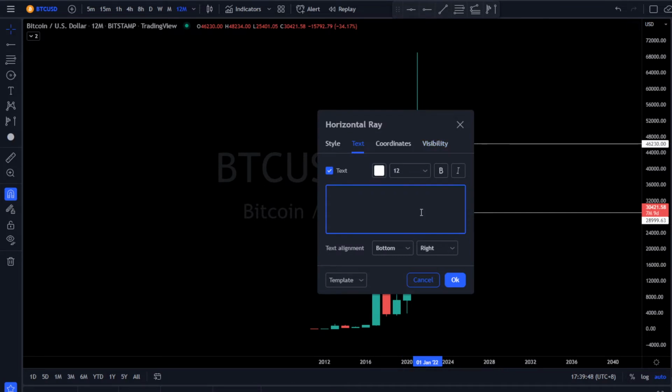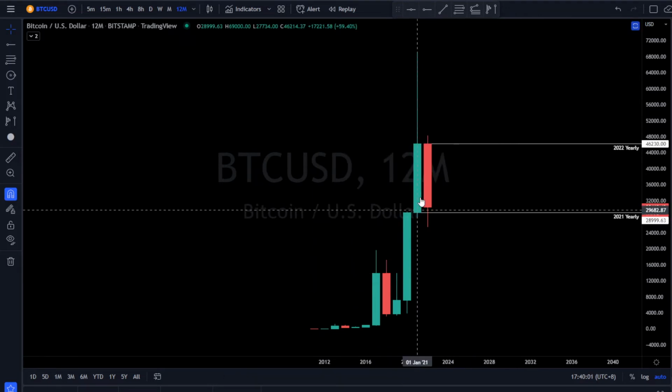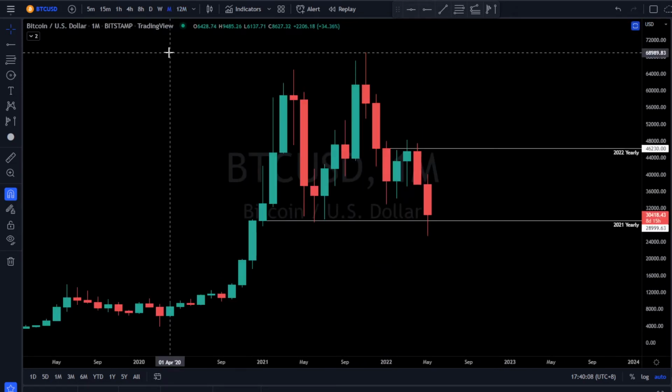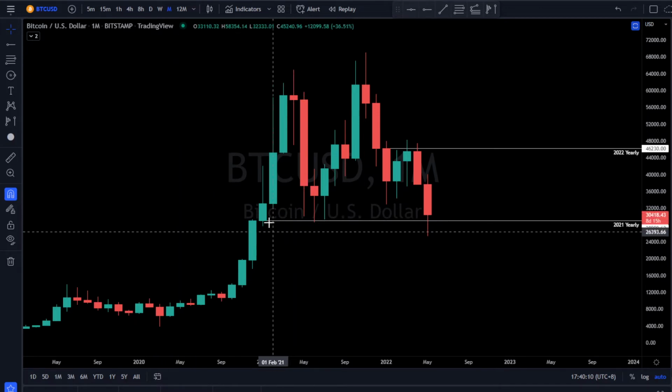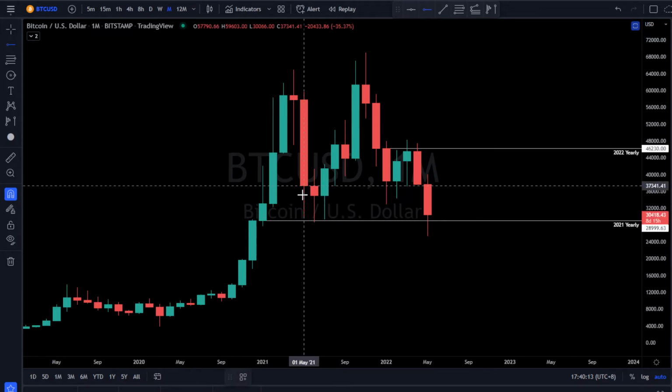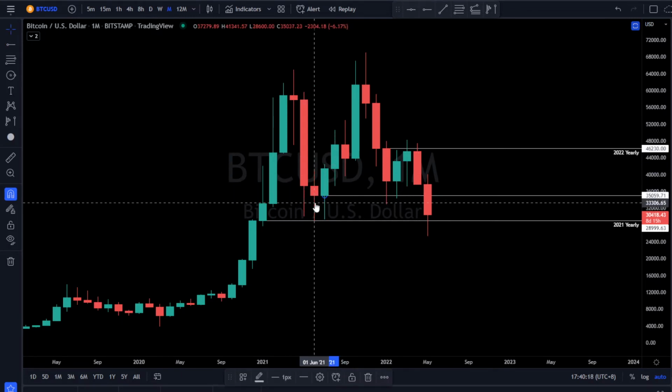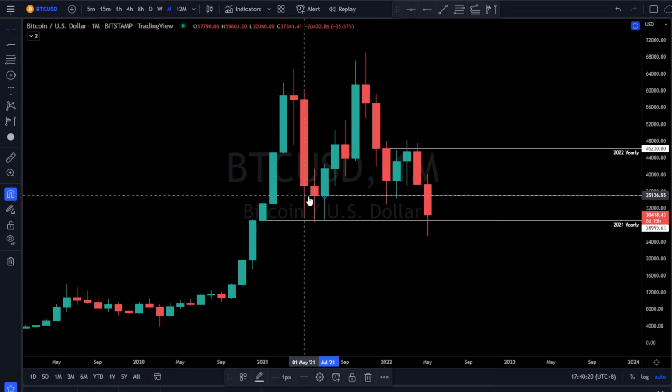Okay, so I'll label this one yearly. Okay, and you got this 2-year range over here. And then we go to the monthly chart and we see if there's anything significant. Okay, I would say this line over here was kind of like on a closing basis, this was where price started to turn around after this big drop.